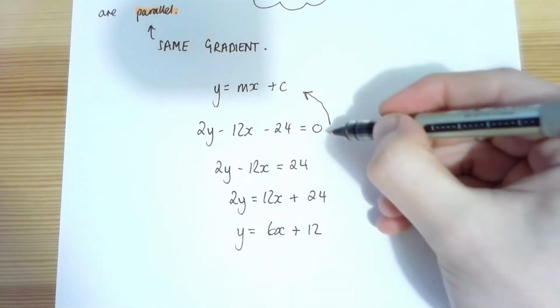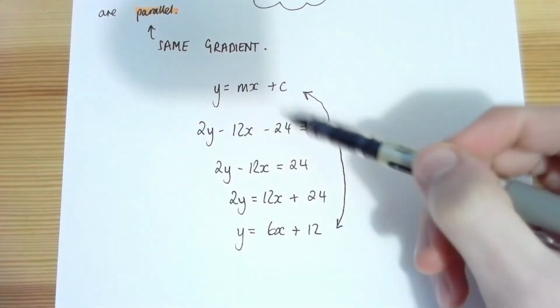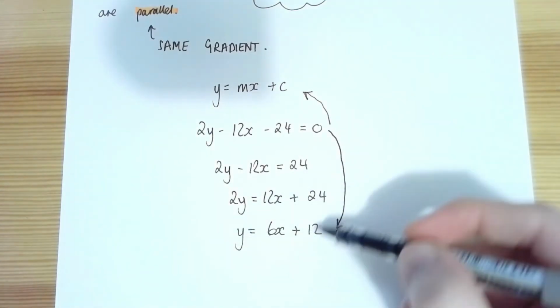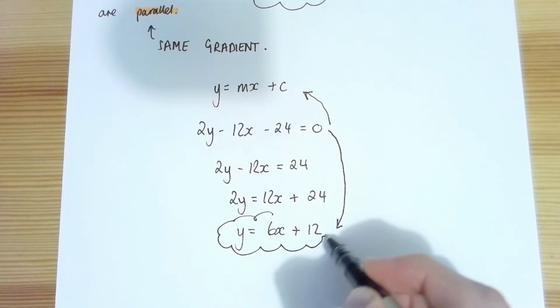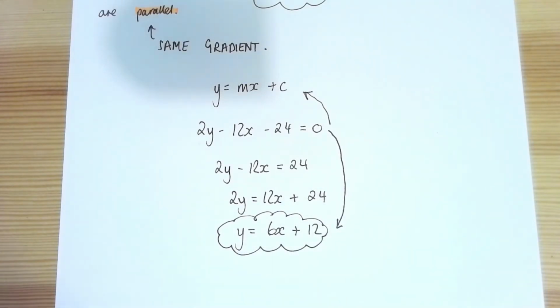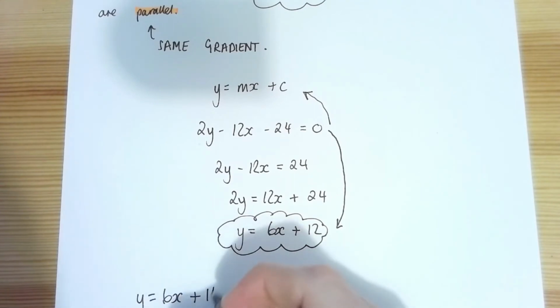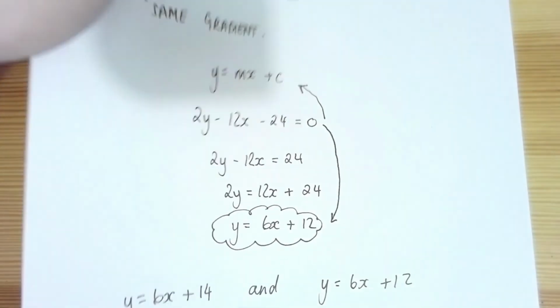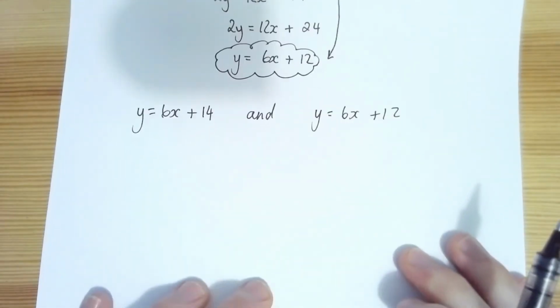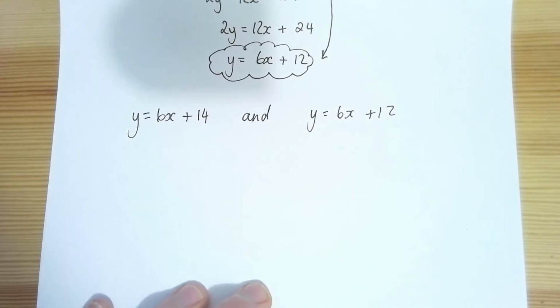Now we've got this line in the form y equals mx plus c. This line is exactly the same as this line, but just in a different form. So now we've got the line in the form y equals mx plus c, and we can work with that. So these were the two lines that were given in our question. And now what we want to do is show that these two lines are parallel.